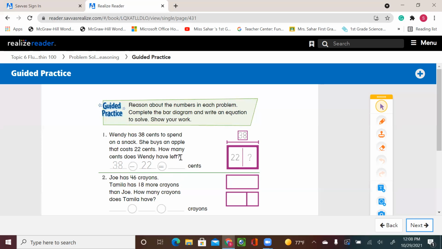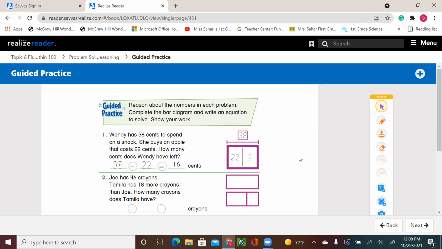So I know for this, that means we need to subtract. So 38 minus 22. Over here, we don't need to regroup or anything. 3 tens take away 2 tens leaves me with 1 ten. And then 8 ones take away 2 equals 6. So she has 16 cents left.